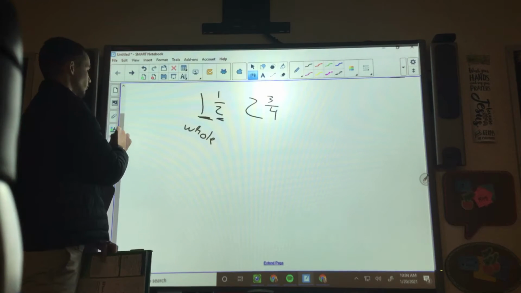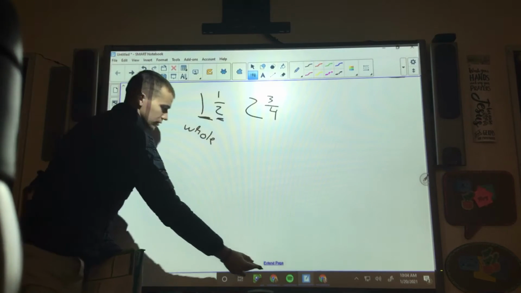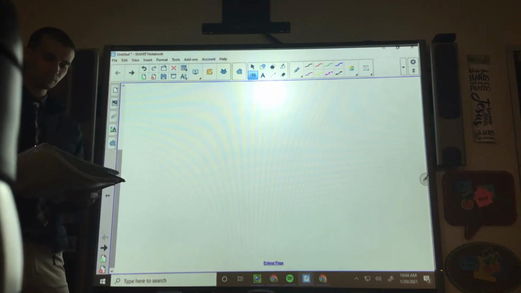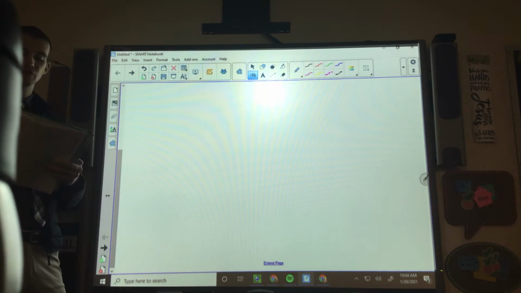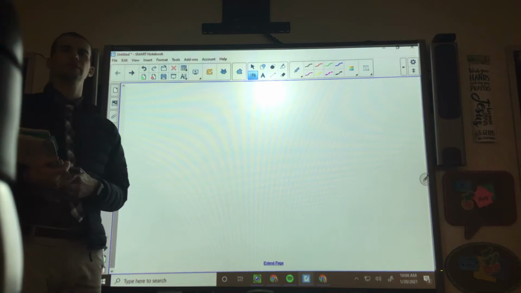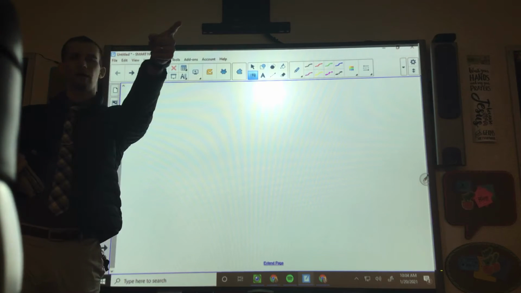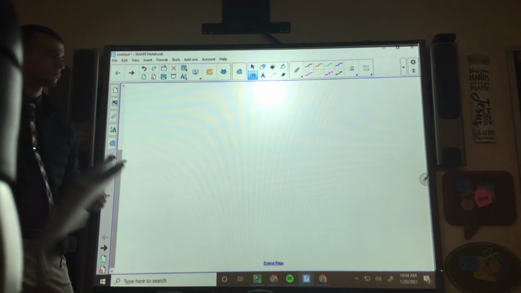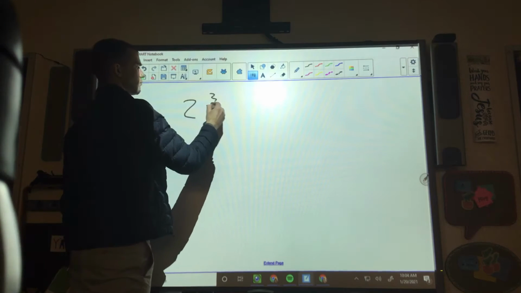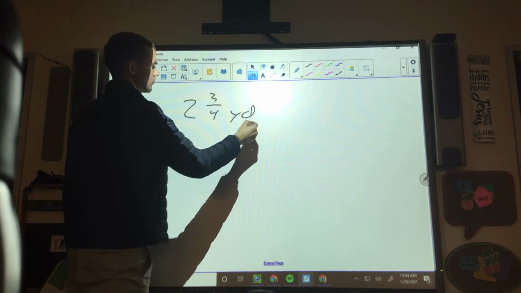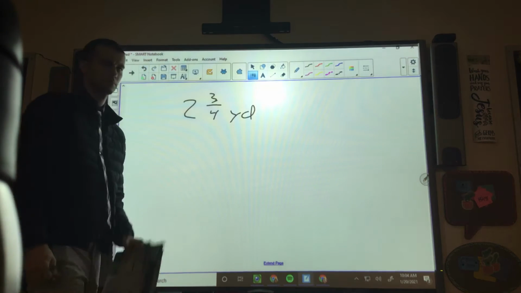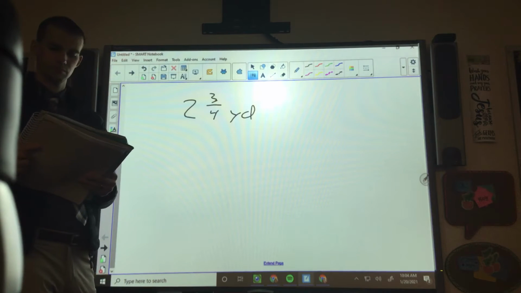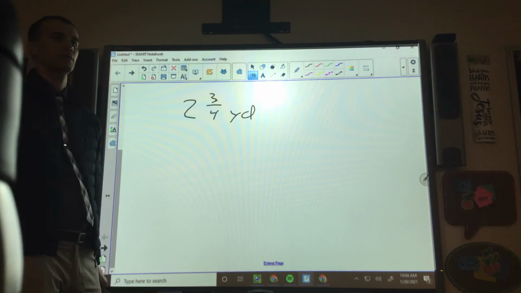Alright, so what we're doing today is subtracting those mixed numbers. Actually, I need someone to read this for us. Kim buys 2 3/4 yards of fabric. She cuts 1 1/8 yards to make a dress. How much fabric does she have left?